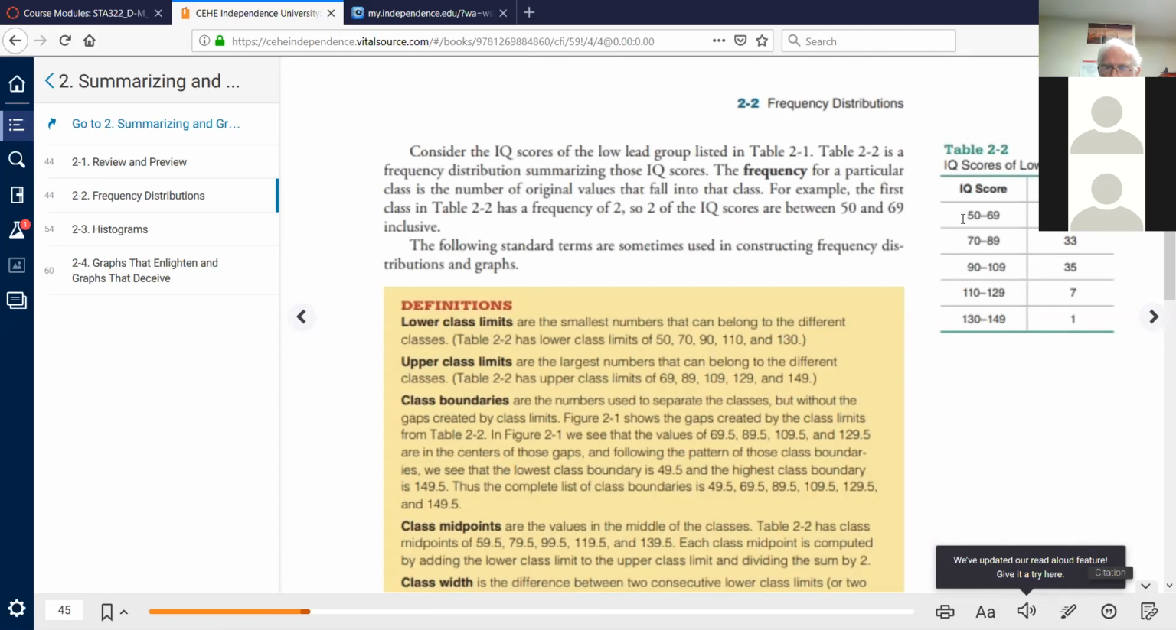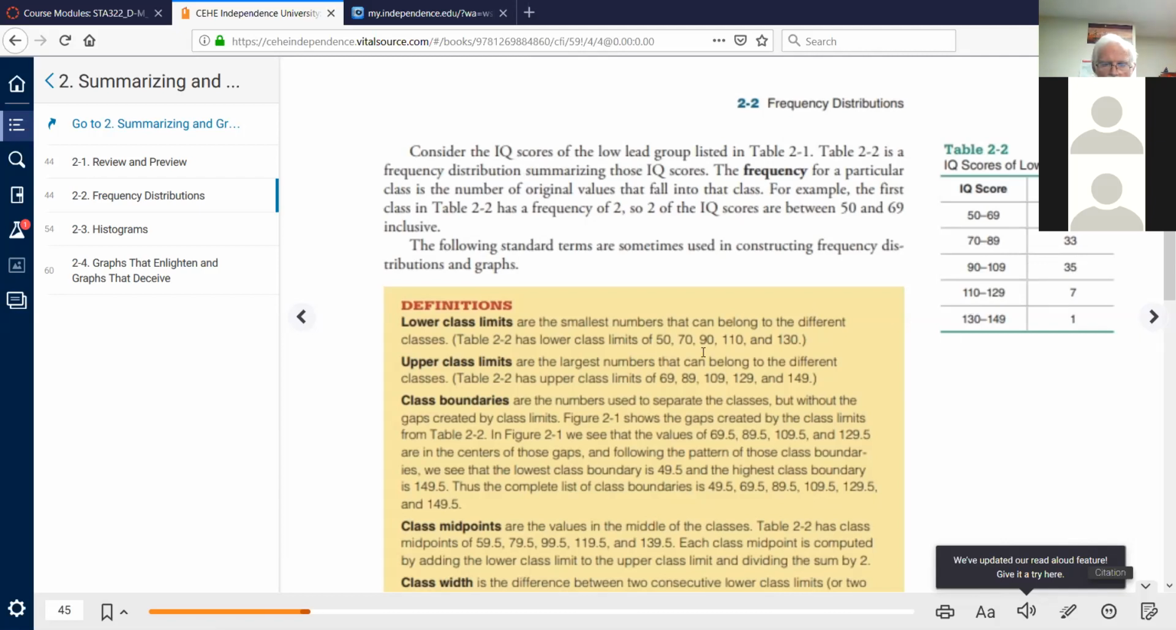Two of them had IQ scores between 50 and 69, and these are groups of people with low levels of lead in their blood. So we have 70 to 89, 33, 90 to 109, centered on that 100, 35, so the largest group. And then as we go higher, it falls off.